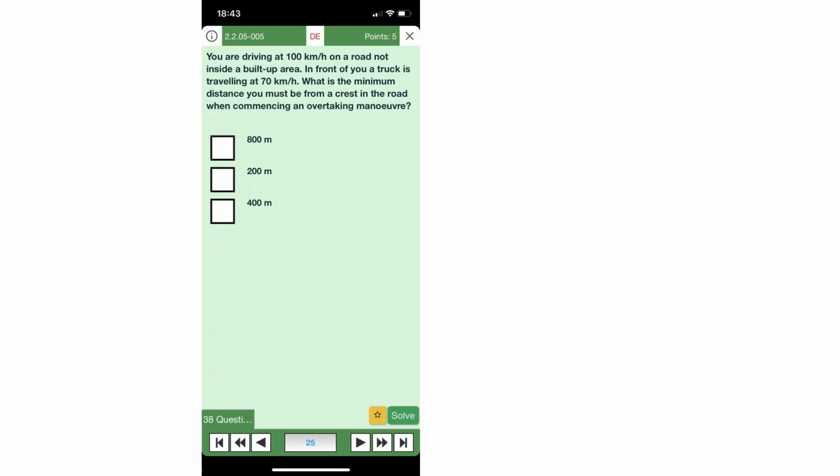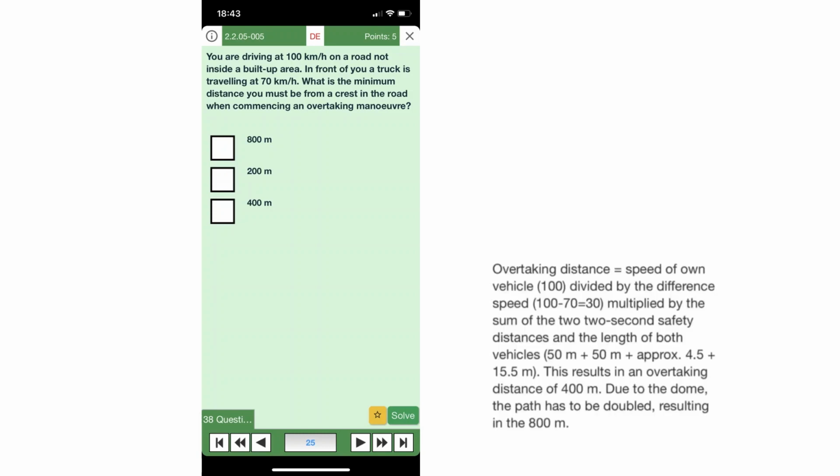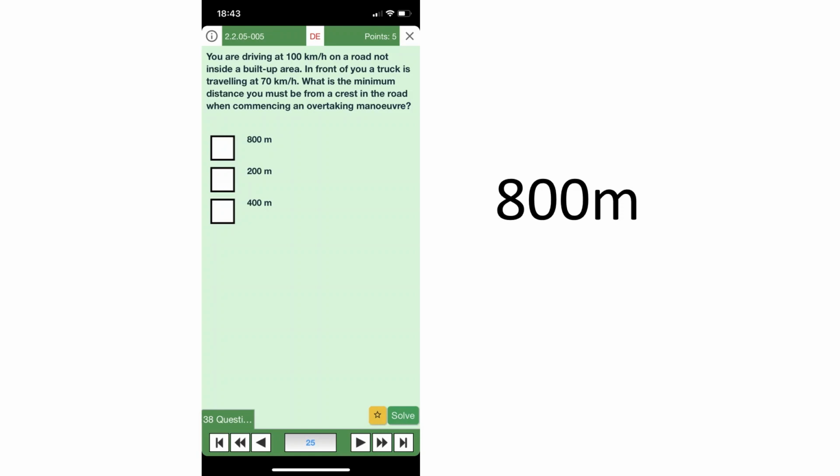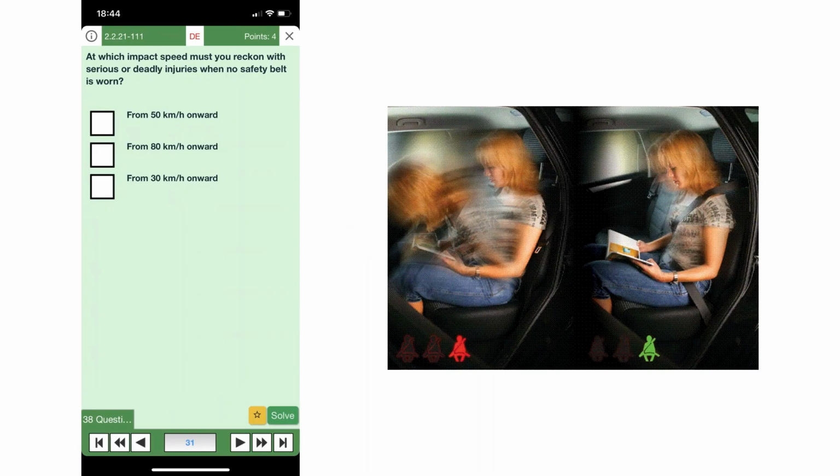You're driving at 100 km per hour on a road not inside built up area. In front of you there is a truck traveling at 70 km per hour. What is the minimum distance you must be from a crest in the road when commencing an overtaking maneuver? Again, here the calculation is quite complicated. I could probably explain, but I think the best way is just remember the answer is 800 meter. Okay, now let's look at the next one.